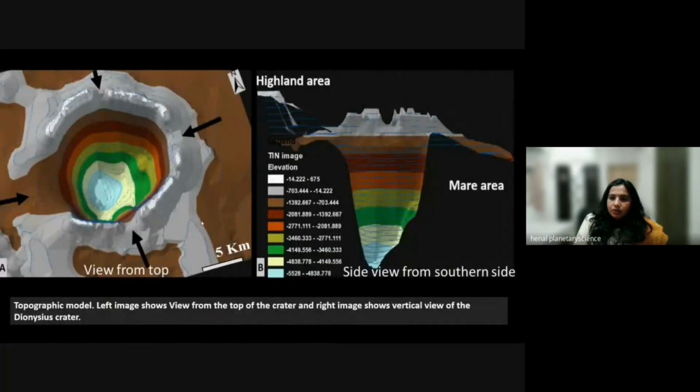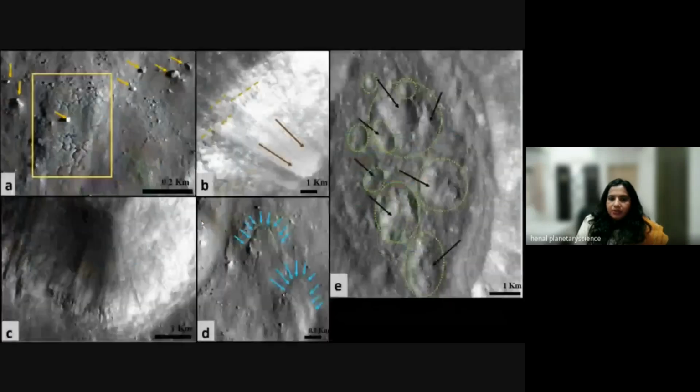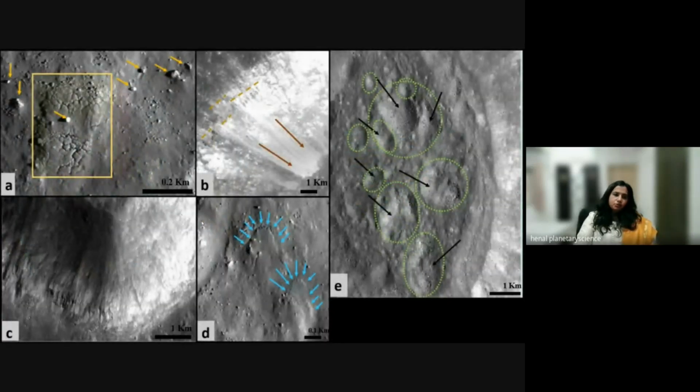The right side also shows a model. This is a topographic model I tried to generate in 3D form. You can see the elevation difference, and also some structures present. On its floor, A is showing major boulders present within the crater and cooling cracks in the marked yellow square.